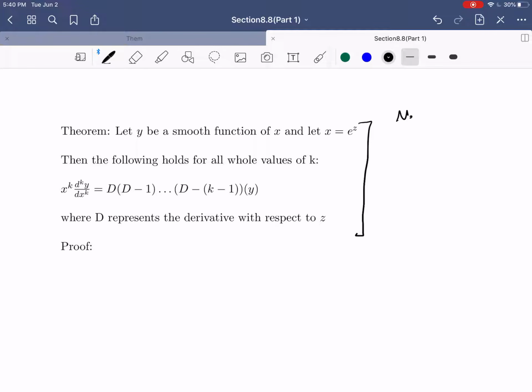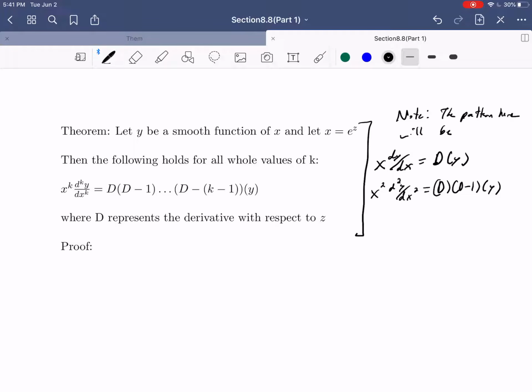So note the pattern here will be that things like x dy/dx will be equivalent to d of y, whereas x squared times the second derivative is going to be d times (d minus 1) of y. Or, as we found in the first example where we motivated this, d squared minus d. If you have x cubed times the third derivative of y with respect to x, then it would be d times (d minus 1) times (d minus 2) of y, and so on.